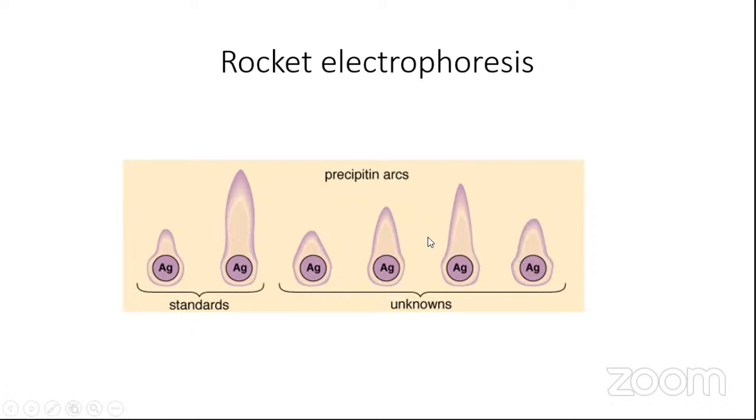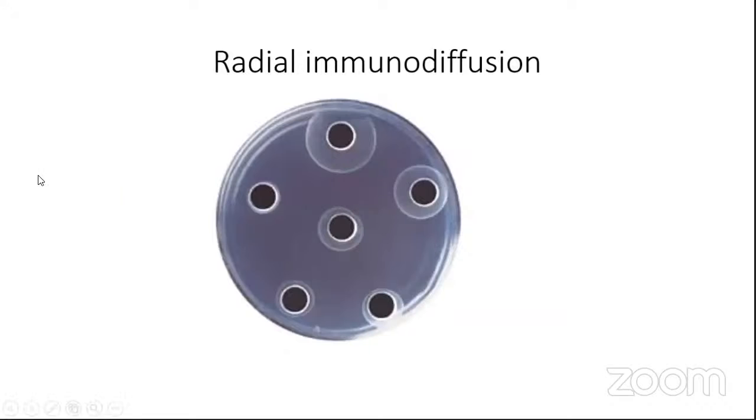visible to the eye. So what are these standards? The kit will contain standards which are run based upon the amount of antigen. So now you calculate the height of the rocket from the center of the well and compare it with the standard, and based upon that you can give the amount of antigen present in that particular sample. That is rocket electrophoresis.